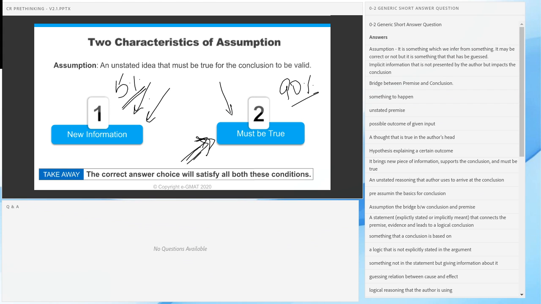We're going to see one question that plays on this part, or where we have one answer choice that plays on this part.